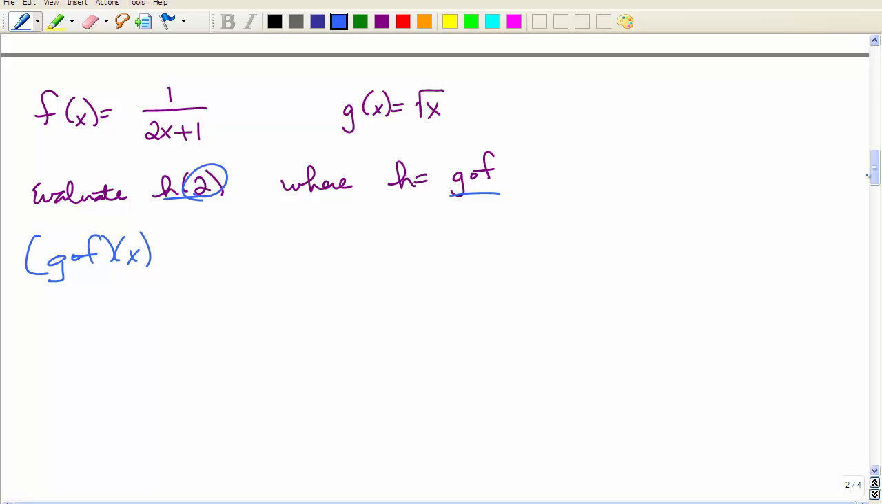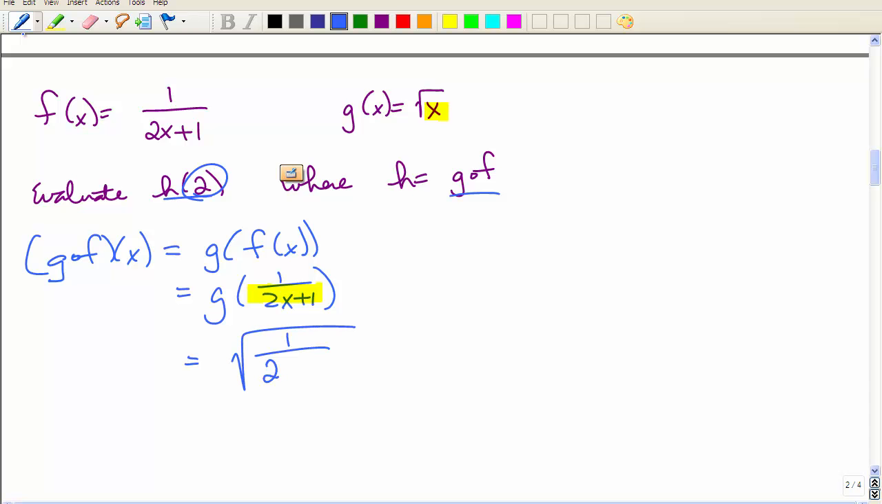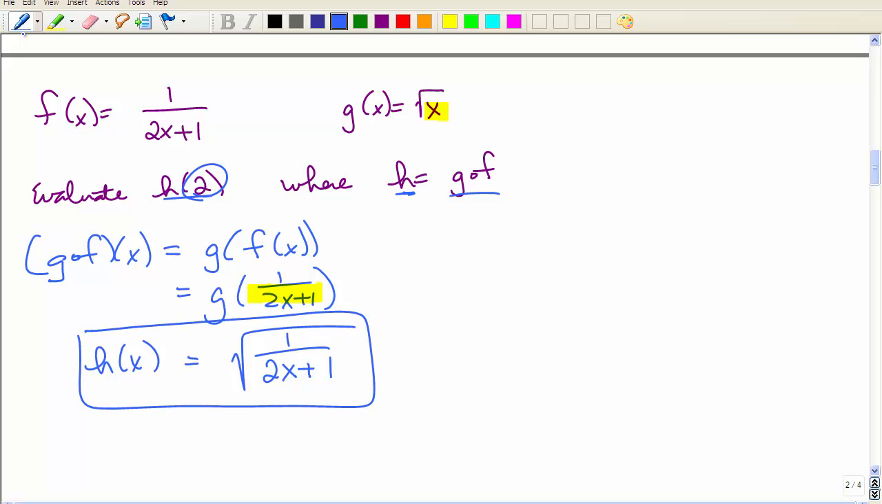All right, and so let's see, this is g of f of x, and then what is f of x? All right, so that means I'm going to go to my g function, and in place of x, I'm going to replace it with this fraction of 1 over 2x plus 1. So this is going to be the square root of 1 over 2x plus 1. So that's really h of x. All right, that's what they're defining that as.